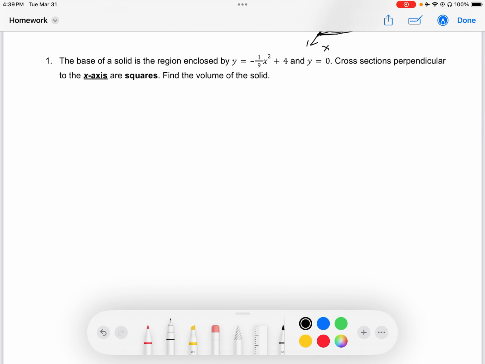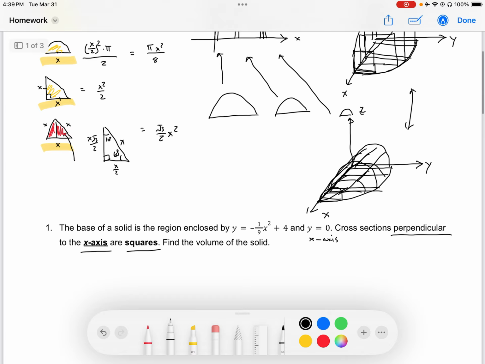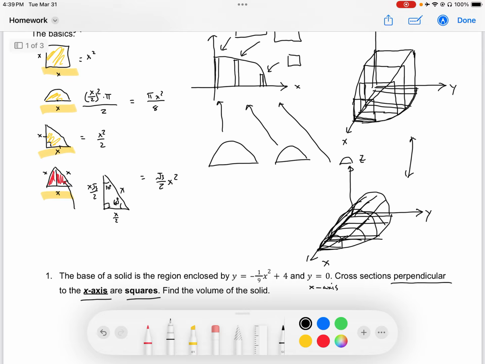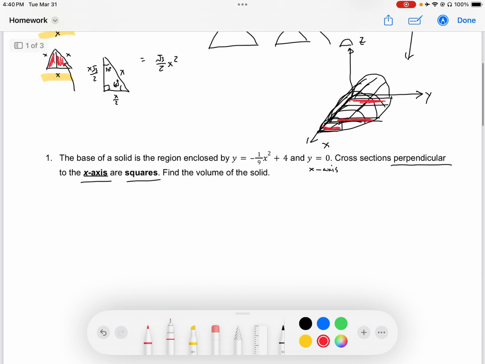All right, first thing we're going to do is sketch. The base of a solid is the region enclosed by this function and y equals 0. Y equals 0, that is the x-axis. Cross sections perpendicular to the x-axis are squares. Okay, that's important. Now you'll notice all of these cross sections that I drew here are perpendicular to the x-axis, but theoretically we could do perpendicular to the y as well, and that would give us a different type of three-dimensional figure, but these are all perpendicular to the x-axis.